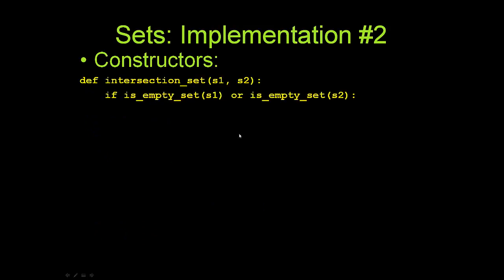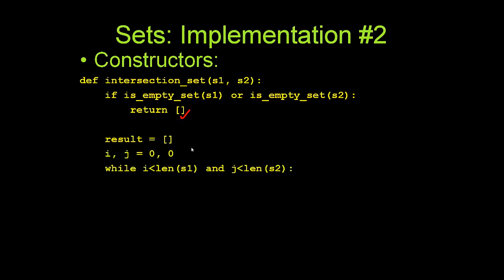Okay, let's take a look at the code. Intersection of set 1 and 2. If the 2 sets are empty, then the result is empty, right? So this is cool. Then you create a result, which is an empty list, and we have 2 indices, 0 and 0. And then we have a while loop, right?